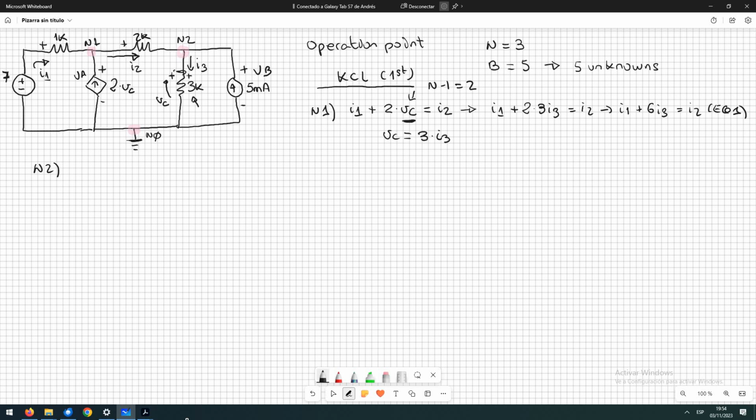In the node 2 we have entering current 2 and the current that comes from the current source, and exiting the node we have current 3. So we have the second equation, equation 2. I'm going to write equation 2 as I wrote before.